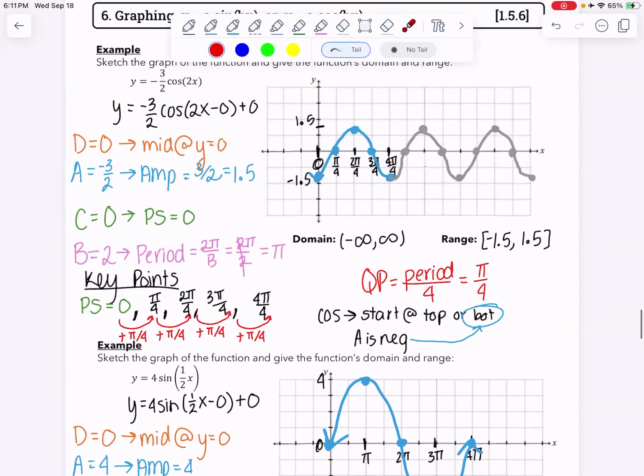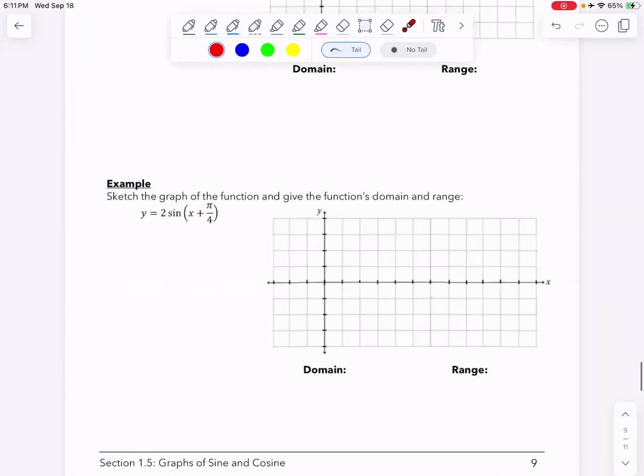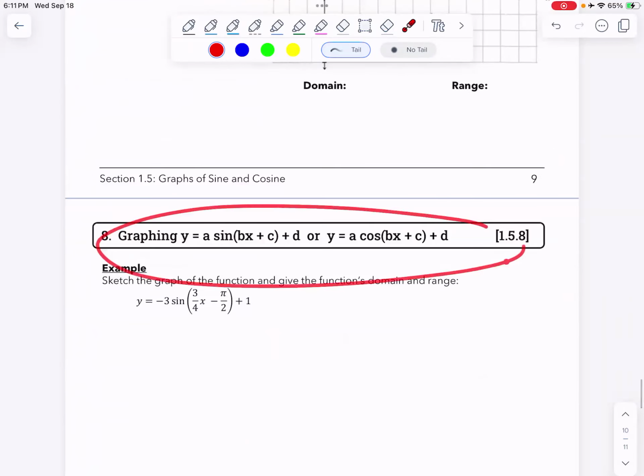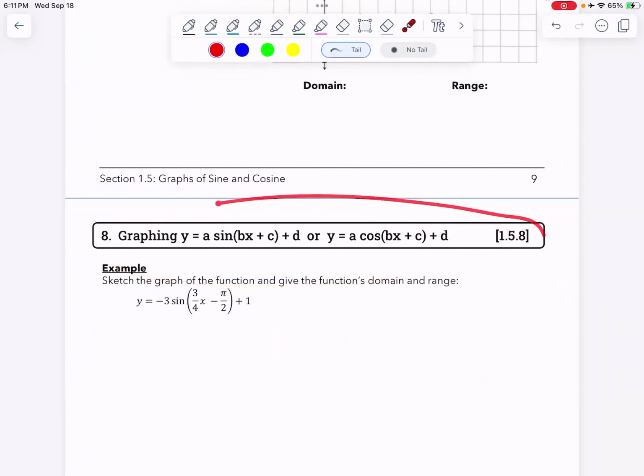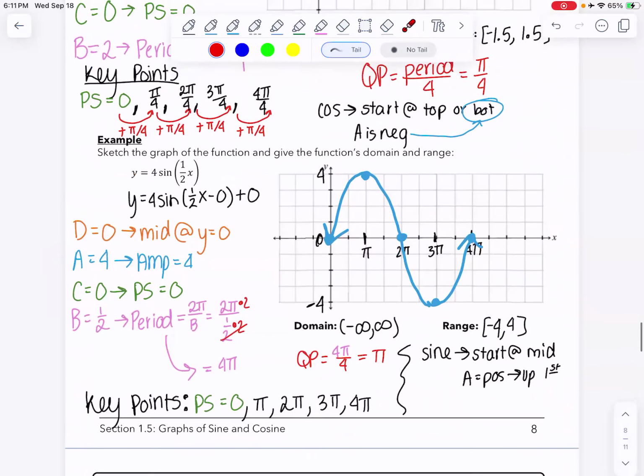All right, so that's it for this video. In the next video, we're going to do phase shifts, and then later on, we're going to combine it all together. So this video 8 is amplitude changes, phase shifts, period changes, and vertical shifts.